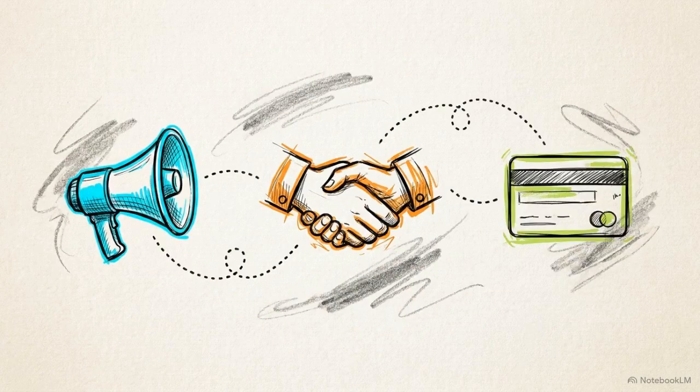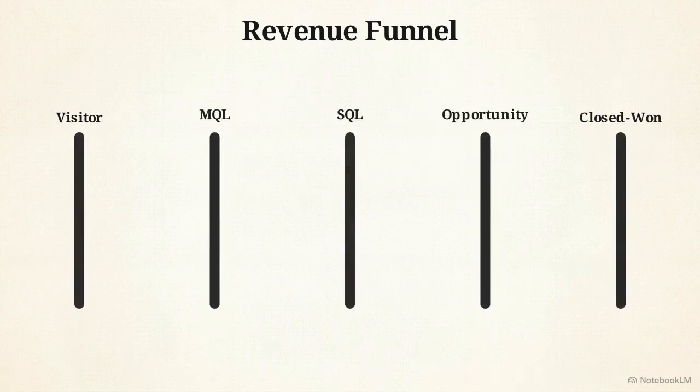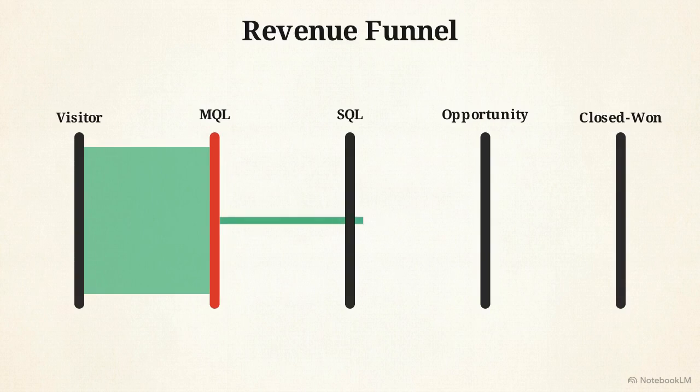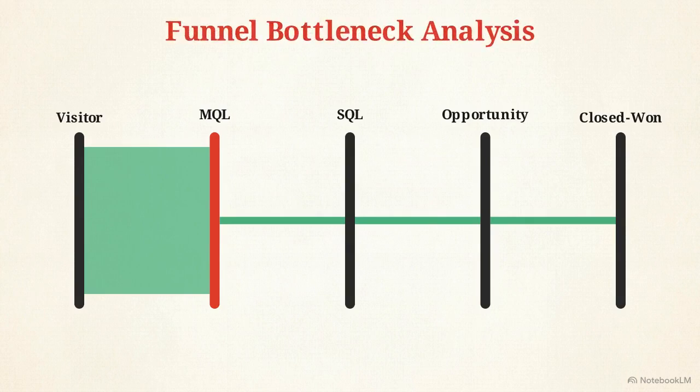The first step in root cause analysis is mapping fragmented data from marketing, CRM, and billing software into a single chronological flow. This animated diagram maps the revenue funnel, tracking a buyer's precise journey from website visit to marketing qualified lead, sales qualified lead, opportunity, and closed-won customer. To locate friction, we use funnel bottleneck analysis. Here we find an anomaly.